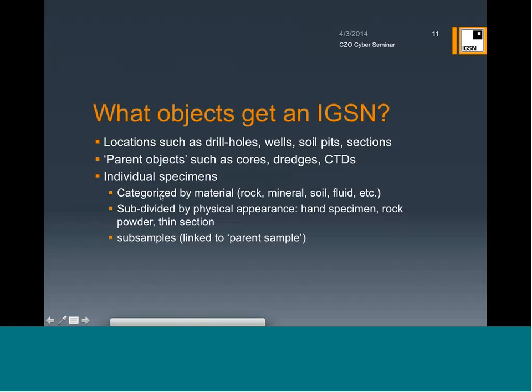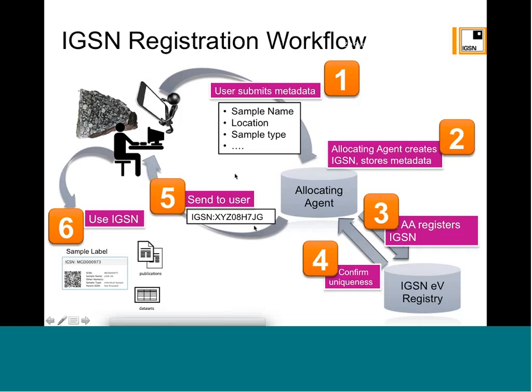And those specimens are categorized by materials. They can be subdivided by physical appearance, such as a hand specimen, a thin section, and so on. The way the IGSN registration works is that once the user has a sample, and this can be in the field right upon collection or when the sample gets into the lab, gets into the repository, they can submit metadata to an allocating agent, which currently is primarily in the US, the System for Earth Sample Registration, or GeoSamples, as I mentioned earlier.